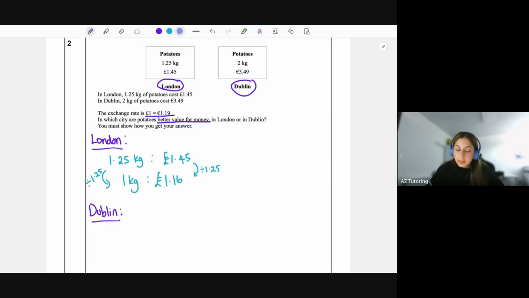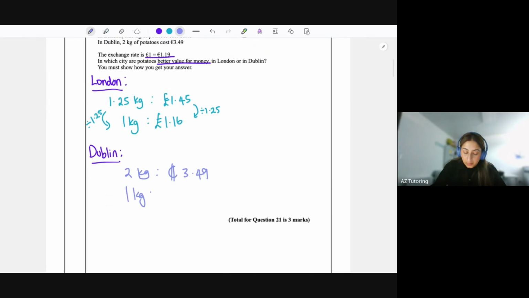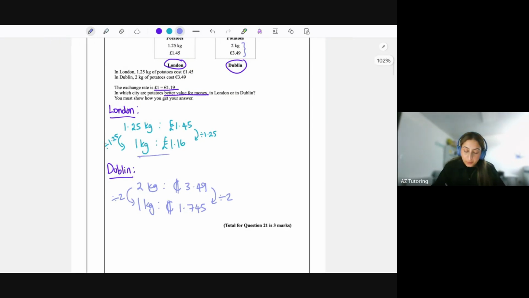So with Dublin, I can see 2 kilograms of potatoes cost me €3.49. First of all, I'm going to find out how much 1 kilogram of potatoes is going to cost me. For 1 kg, I'm going to divide each side by 2. 1 kilogram of potatoes in Dublin is going to cost me €1.745. So I can see I've gotten both to 1 kilogram.